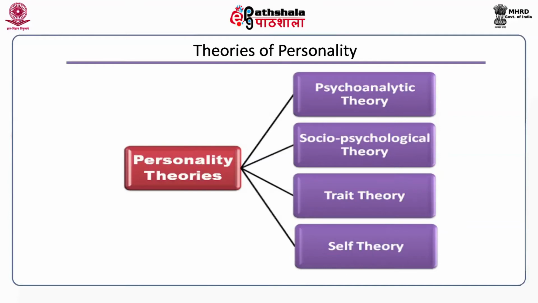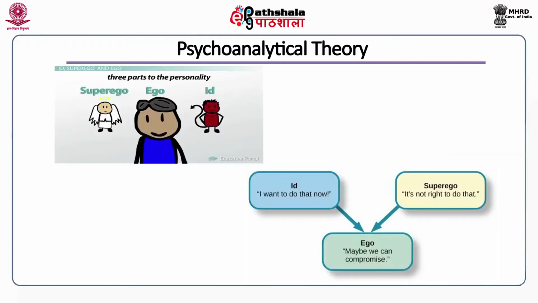Let us first of all explain the psychoanalytical theory. Sigmund Freud developed the psychoanalytical theory of personality. According to him, the human personality consists of 3 elements, that is the id, ego and superego. This theory is also considered as Freud's structural theory of personality. Let us explain these 3 elements in detail.